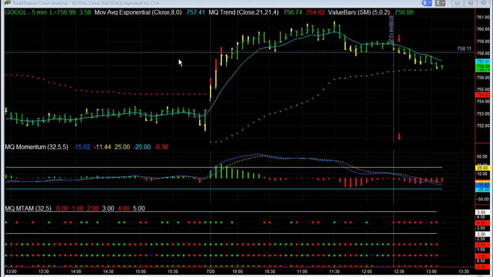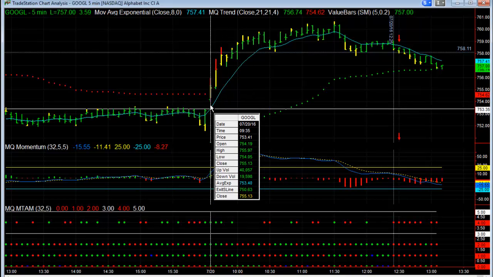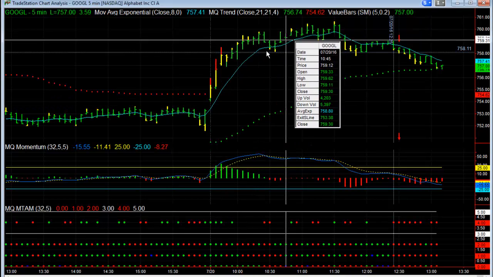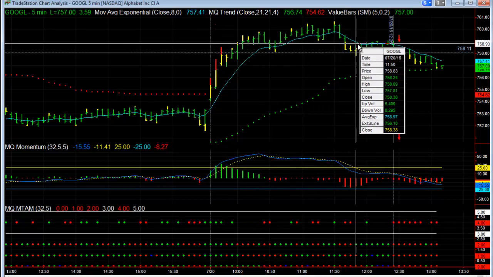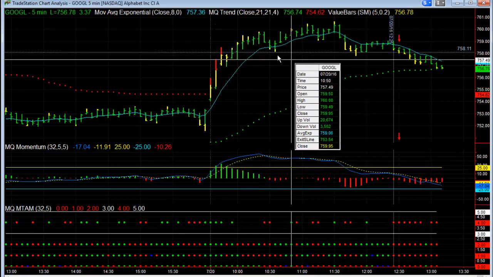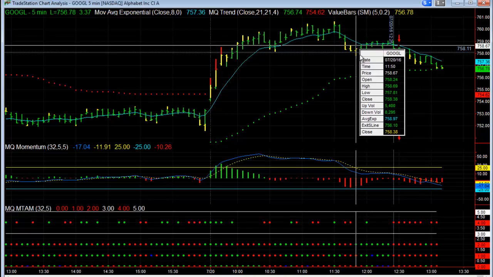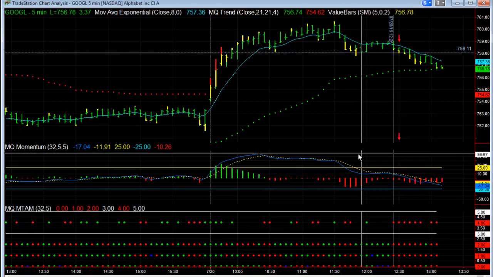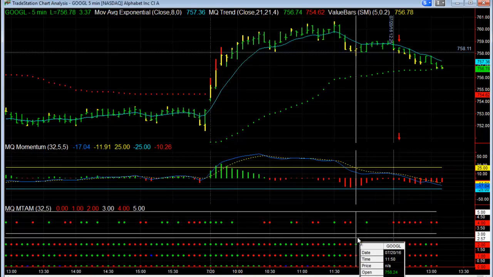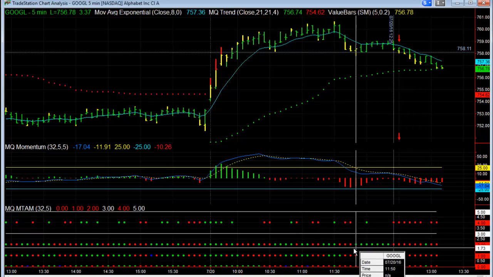So in this case, Google, just like the rest of the market from the opening bell, had been pretty strong. We had multiple highs, and what you actually have is a neckline here forming at roughly 758.11. Now what we're looking for is a break of support. Now, there's one point here we actually start to break, but MTAM is actually not in agreement. So we didn't really take that trade.